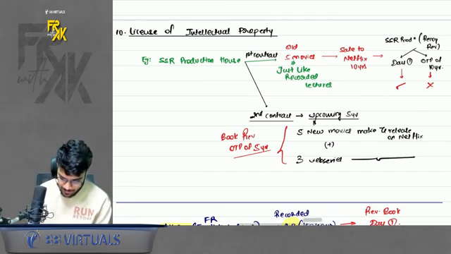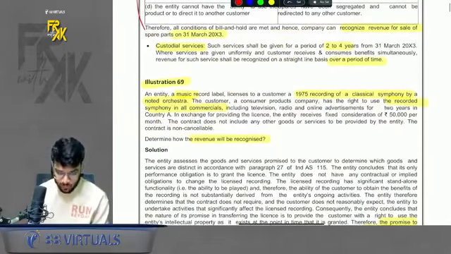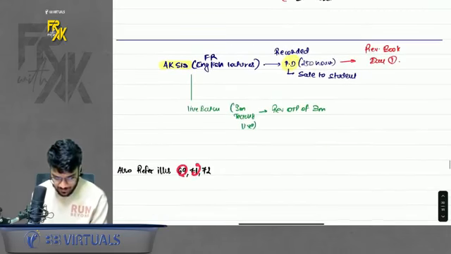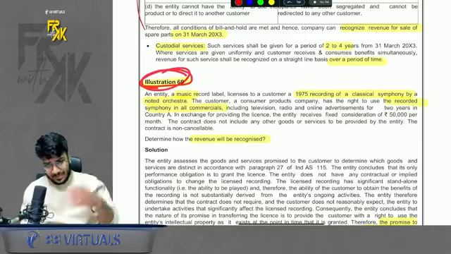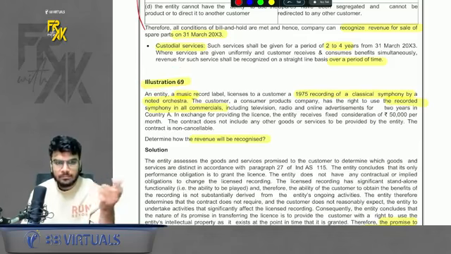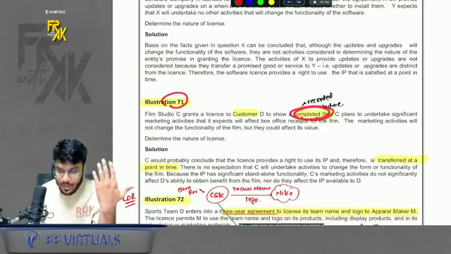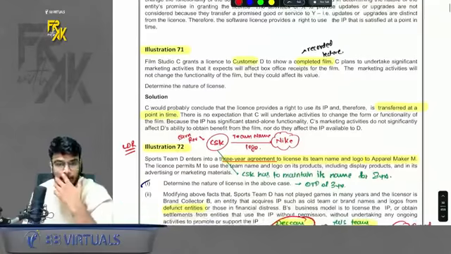So just remember this part, and to understand this better, we have a few questions I have mentioned also. You can refer to illustration 69, 71, 72. I will just go through this once. In illustration number 69, we are selling some old recorded symphony songs. So it is like selling old movies. Book the revenue at a point in time, one shot. 71, we are selling a completed film like recorded lectures. Book the revenue at a single point in time.